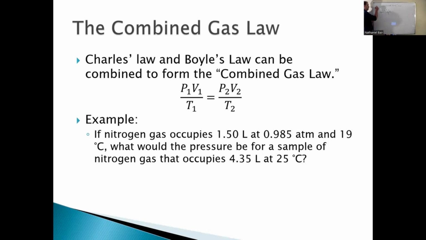We got V1 equals 1.50 liters. What else we got in there? We got P1 equals 0.985 atmospheres. And we got T1, that's 19 plus 273. Remember, you got to put it in Kelvin. I just do it right away so I don't forget. That's 292 Kelvin. Then what else we got? What would be the new pressure? P2 is what we're solving for.